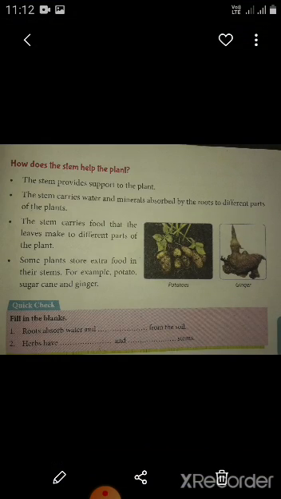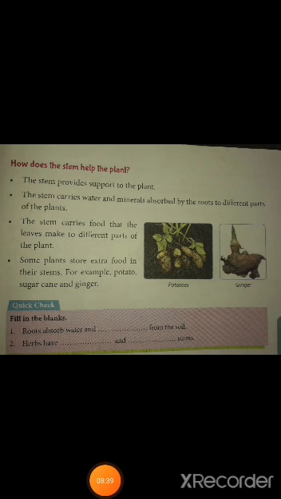Quick check. Fill in the blanks. Roots absorb water and dash from the soil. Roots absorb water and minerals from the soil. Second one, herbs have dash and dash stems. Herbs have soft and weak stems.